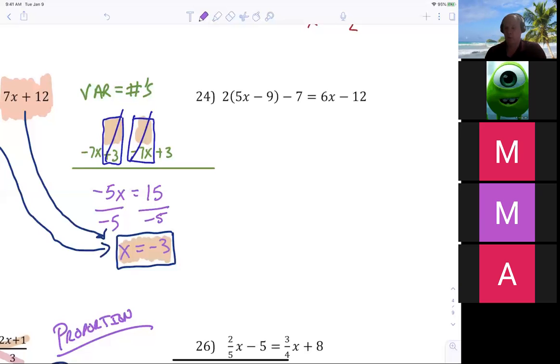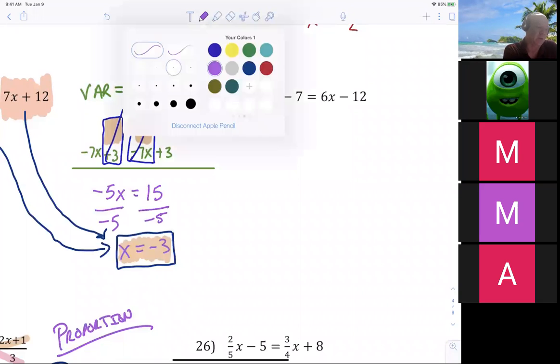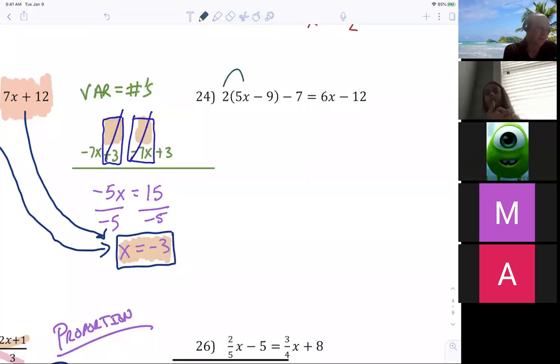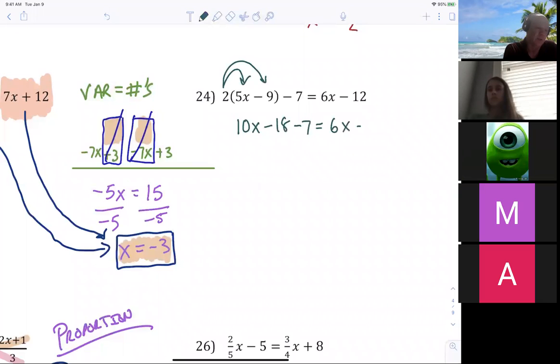Okie doke. Let's see how you did. Again, to me, it doesn't matter about finishing. What's important is the steps that you're showing. So please watch. Make sure this is what I want. 2 times 5x, we all know that's 10x. 2 times negative 9 is negative 18. Minus 7 equals 6x minus 12.